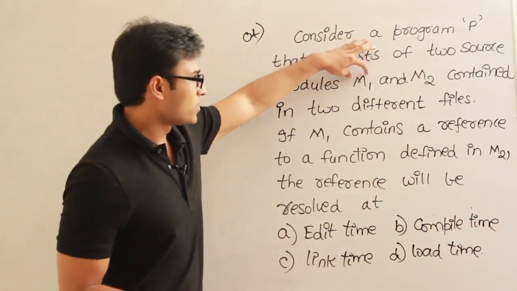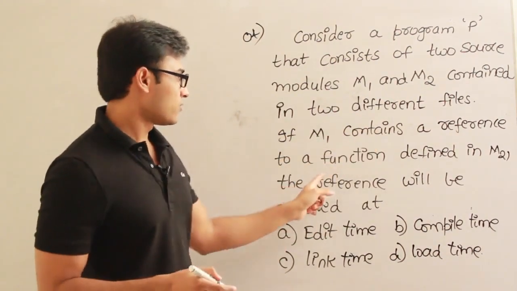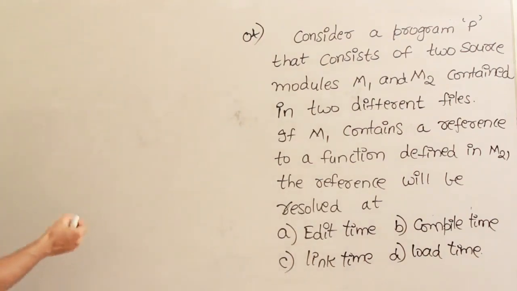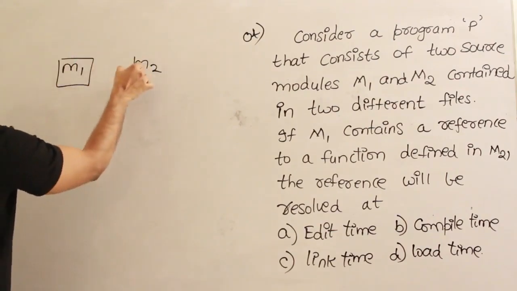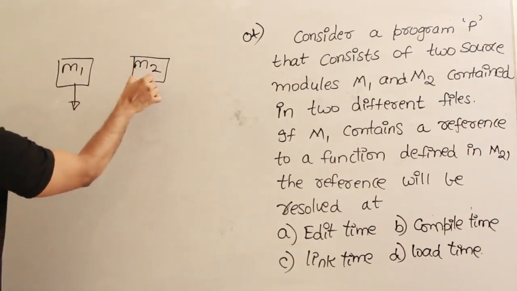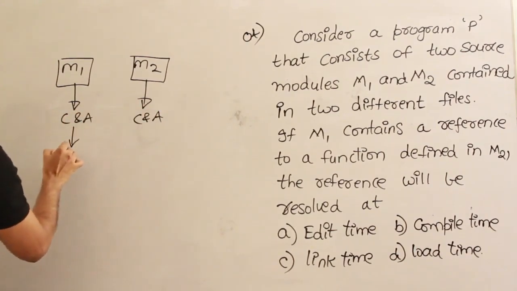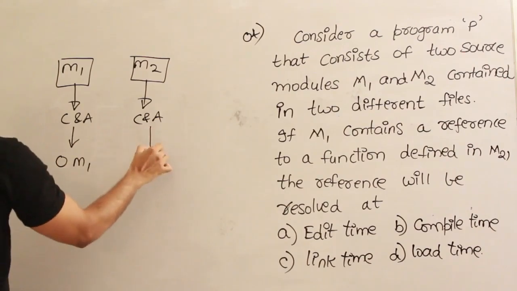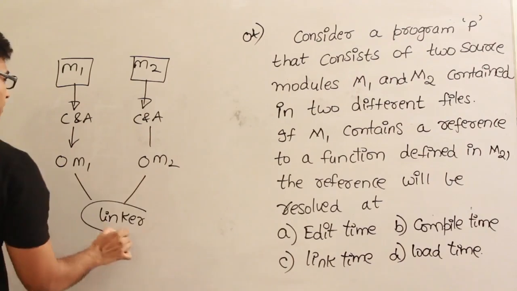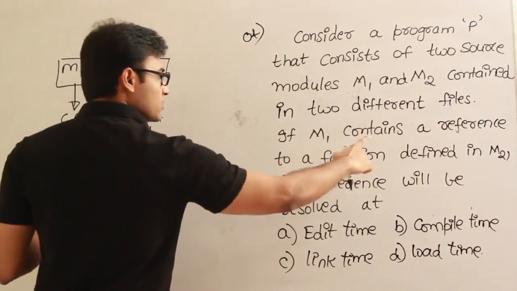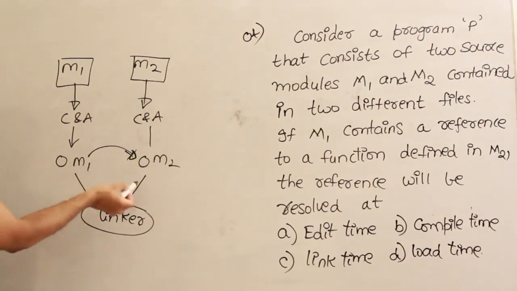They are saying that there are two modules M1 and M2 and both are in two different files, right? If M1 contains a reference to a function defined in M2. So you have a file M1 and a file M2, two different source files. Then they will be compiled and assembled, and we are going to get object module M1 and object module M2. When we give them to the linker, the linker is going to resolve it. They are saying that M1 contains a reference to a function defined in M2, which means this one is referring to here. Then how can the linker know that this one is referring here?